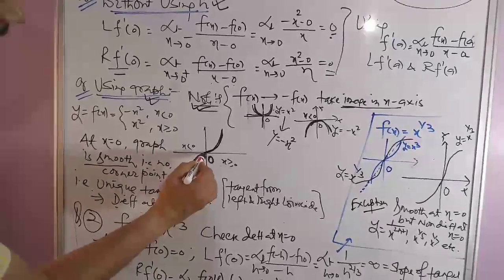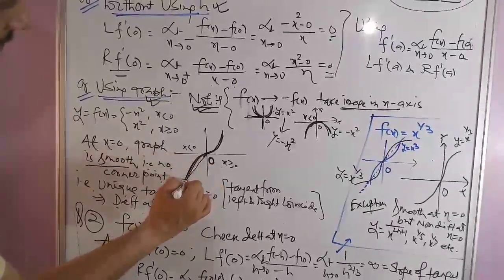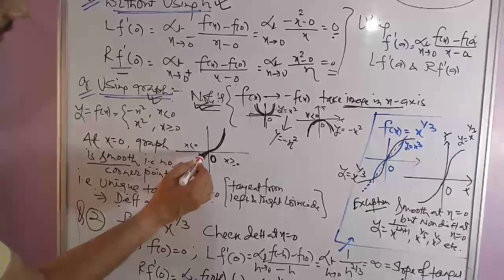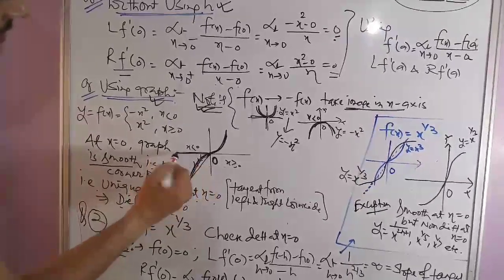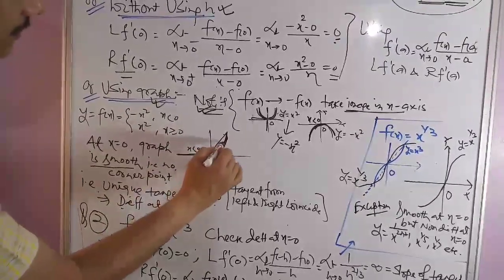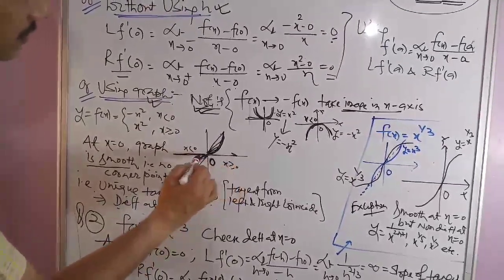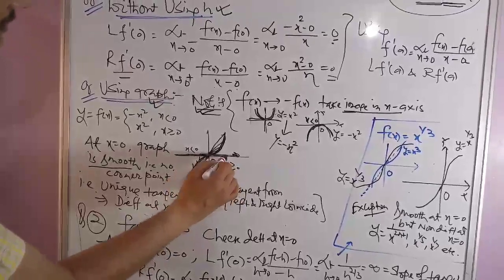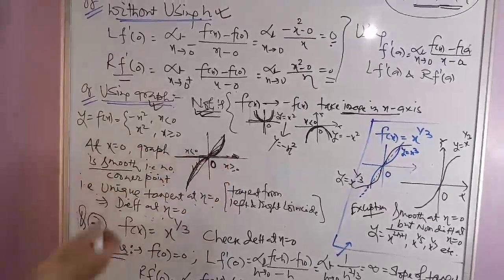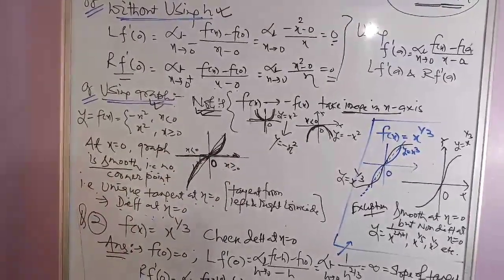Taking the tangent from the left in this way, the tangent from the left is this line, the tangent from the right, moving in this way along the curve, this line. Both coincide with the x-axis. So the function is differentiable at x equal to 0.